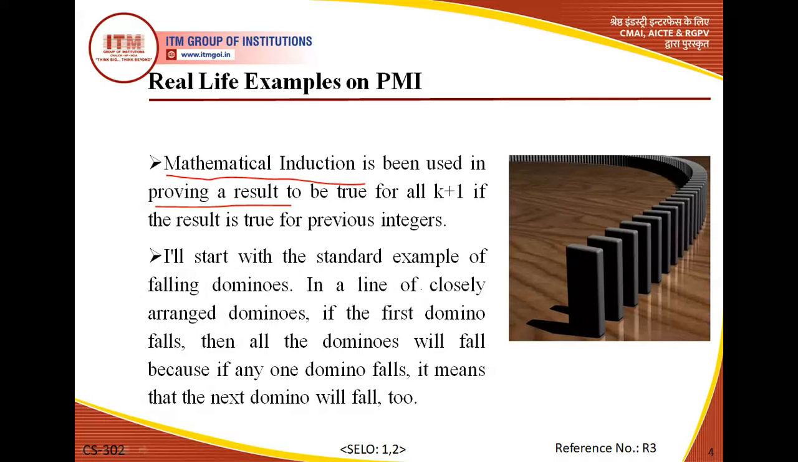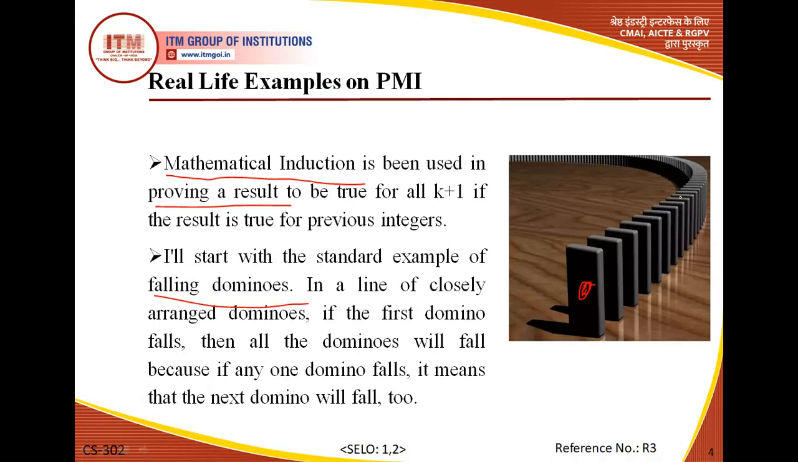We'll see the example of falling dominoes. If we have put all the dominoes one after the other, then obviously if you touch the first one, all the other dominoes will fall down. Now see how mathematical induction is used over here. If you touch this first one, then obviously all the other dominoes will fall. So the result is true for n equals 1. For the first one, it is true.